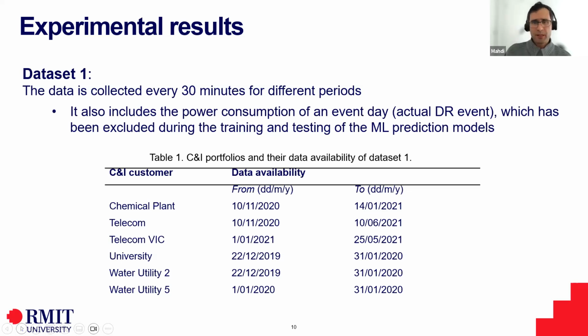Almost for, you see the dates for these data sets, something like 2-3 months. It varies depending on the data set. And we had the consumption profiles of each for 48 consumption values for a day. So every 1 consumption per 30 minutes.